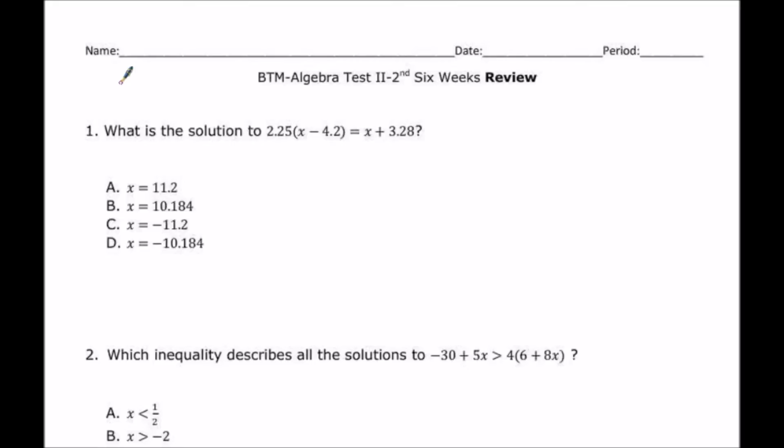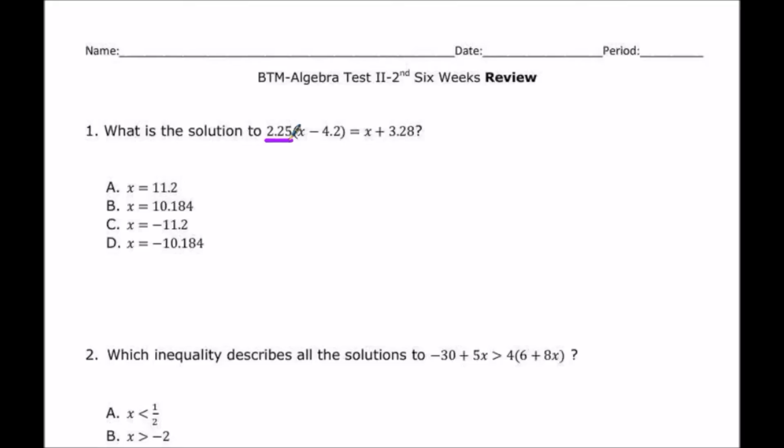We're going to start with number 1. Number 1 says, what is the solution to 2.25 times x minus 4.2 equals x plus 3.28? So, one of these answers over here, A, B, C, or D, is the correct answer. So what we're going to do is solve this mug. First off, I see 2.25 times x minus 4.2. So when I see parentheses, I personally like to multiply.